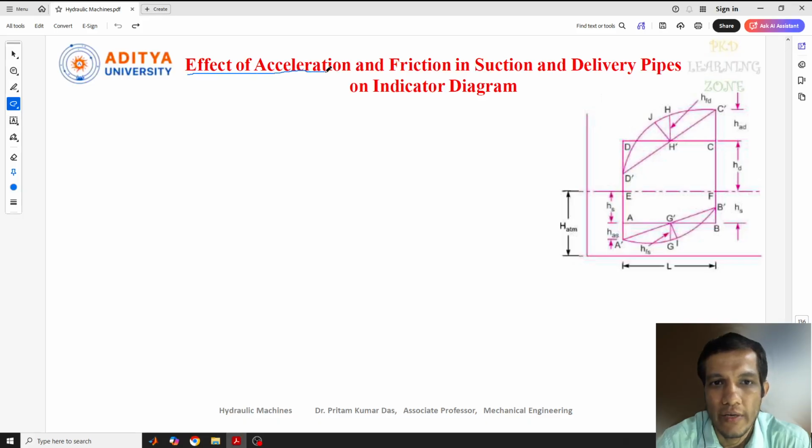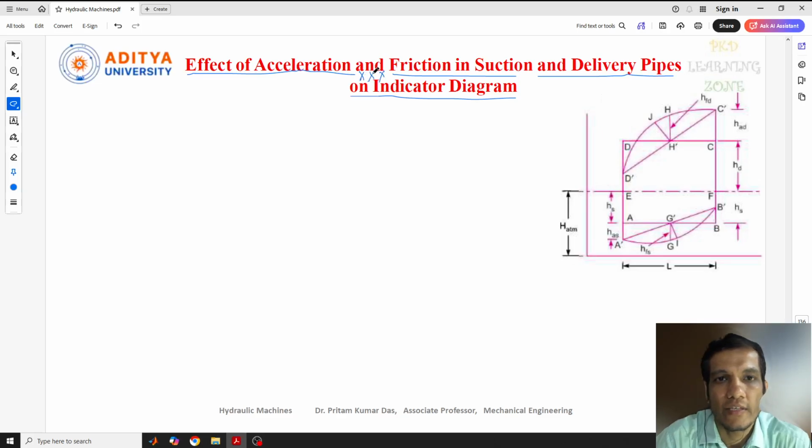In the previous lectures, we already discussed the effect of acceleration and friction in suction and delivery pipes on the indicator diagram, but that time we discussed them individually. We discussed the effect of acceleration in suction and delivery pipes on the indicator diagram. Again, we discussed the effect of friction in suction and delivery pipes on the indicator diagram. So both were discussed individually.